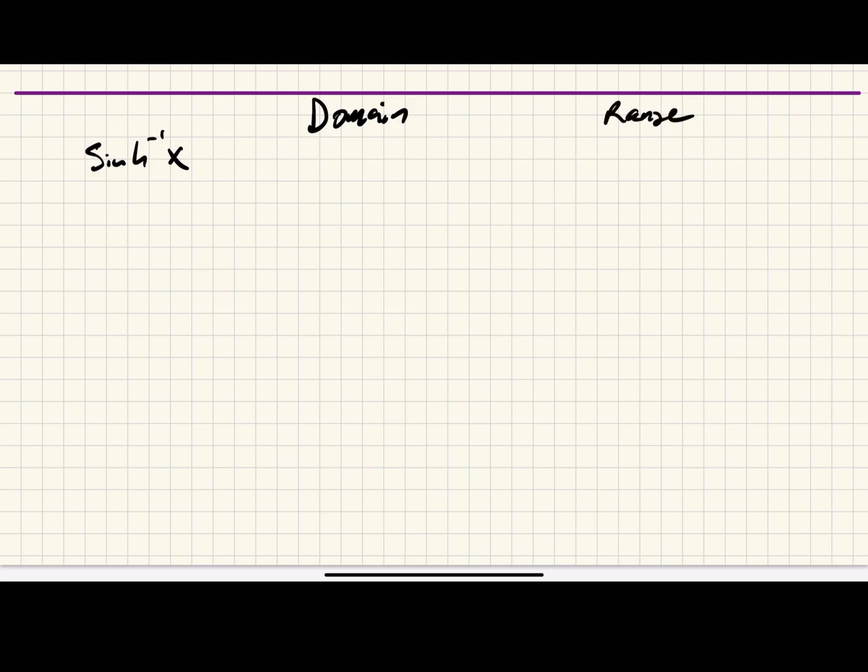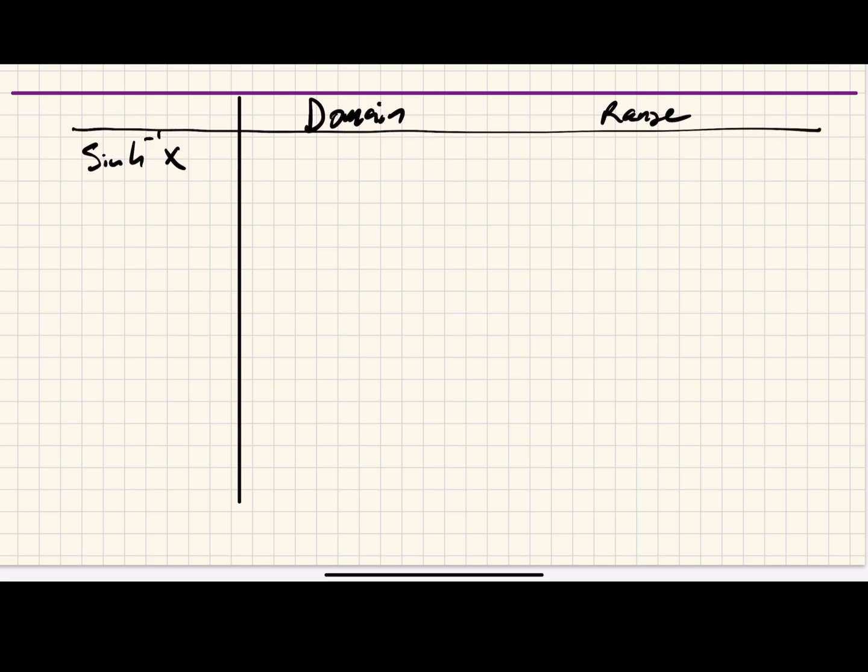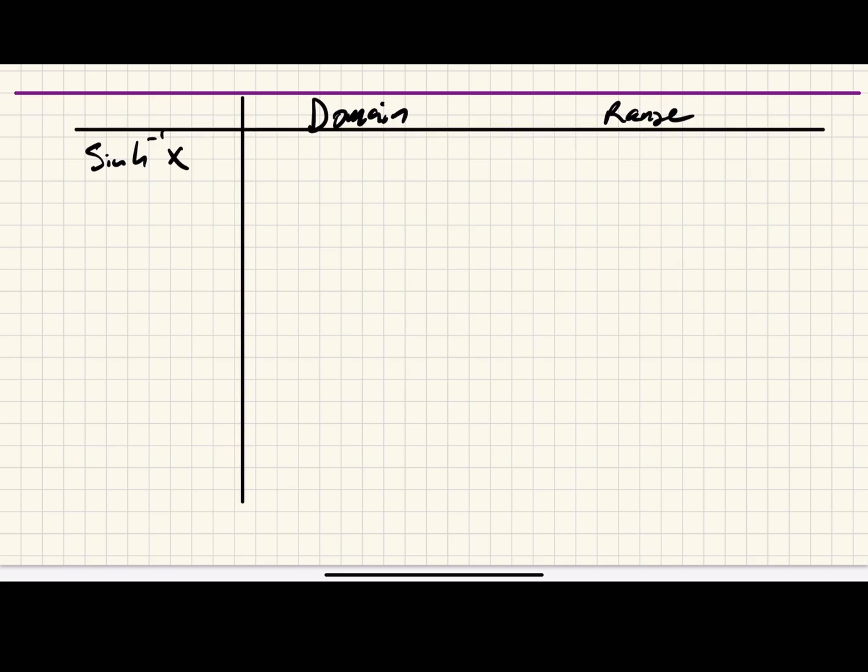Why is that? Because the functions have to be one-to-one, right? Okay, so we have to make sure that we're dealing with one-to-one functions when we're looking at the hyperbolic trig functions.